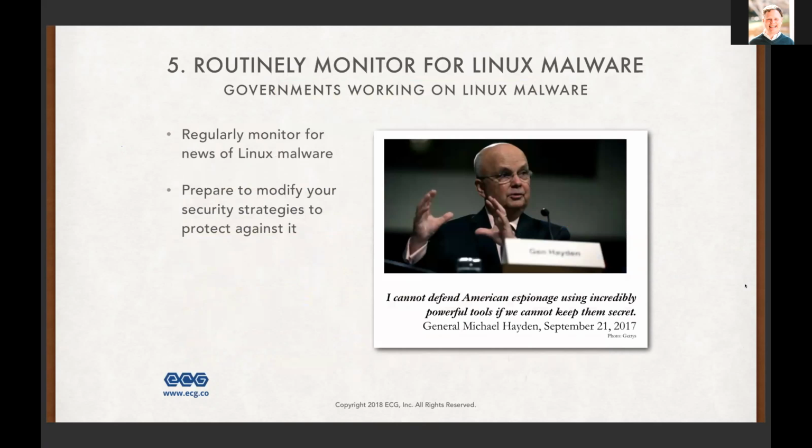Federal government. And so we have effectively military-grade weapons that are being released onto the public internet and then used by attackers to, in the case of these big incidents in 2017, extort money. And so we want to regularly monitor for news of Linux malware and get updates on what that is and how that affects you, whether this is malware that affects your platform.